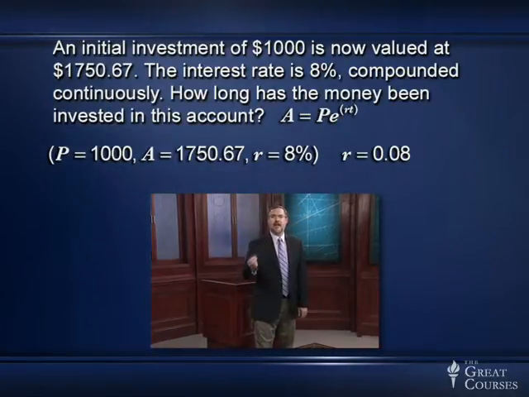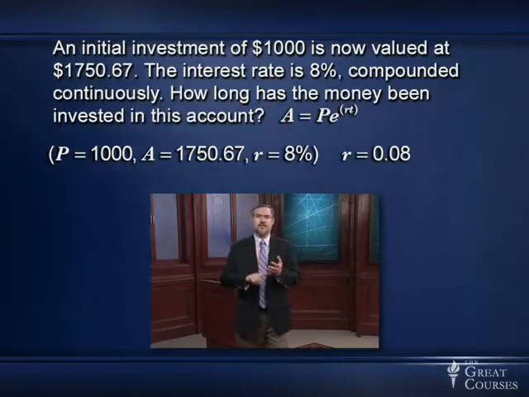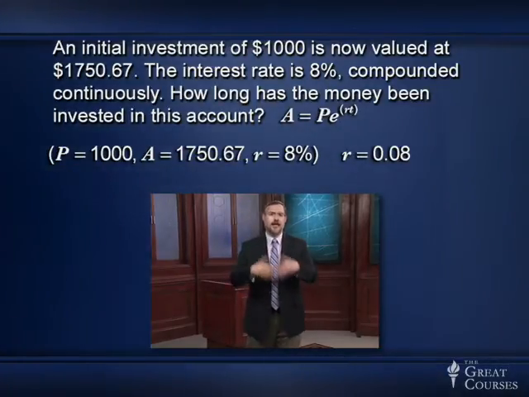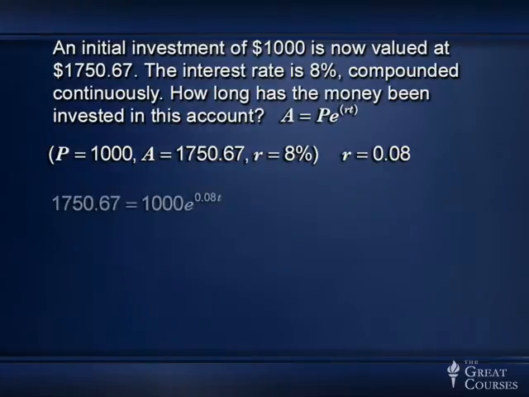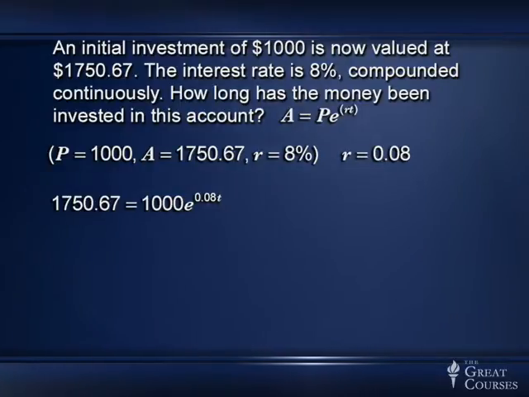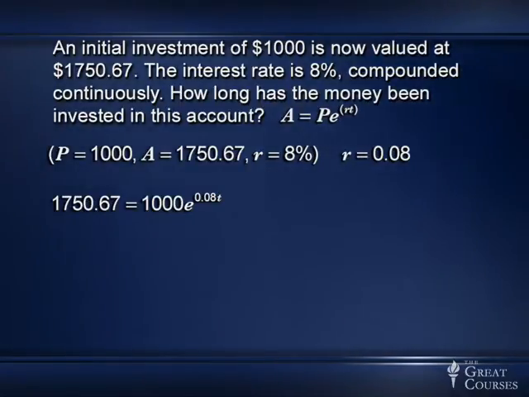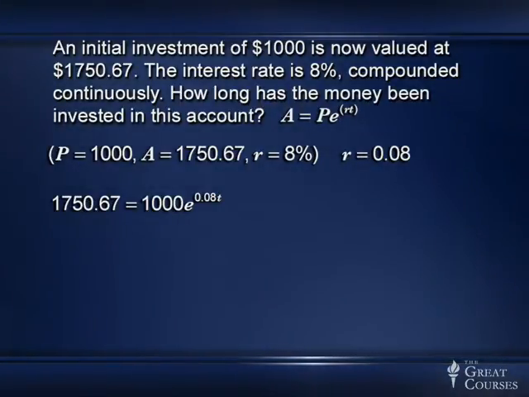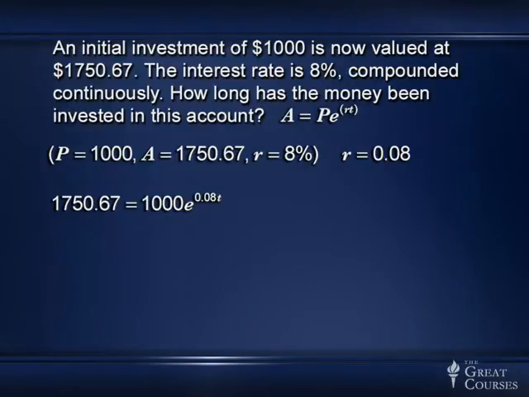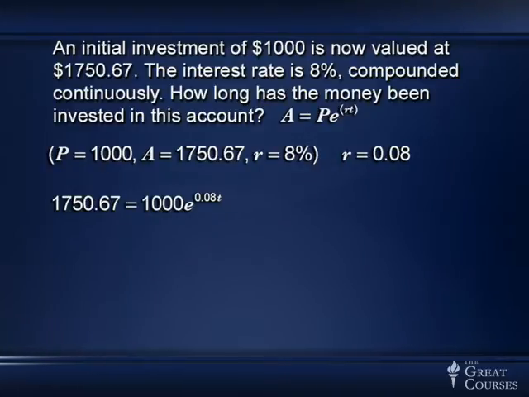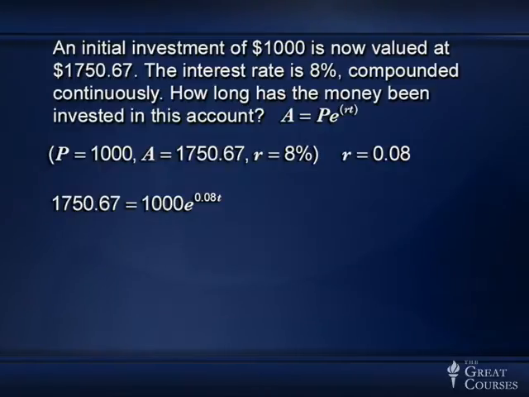Now, if you plug that information for P and A and R into the PERT formula, you'll have 1,750.67 equals 1,000 times e raised to the 0.08 times t. And notice now the only unknown in the problem is t. And that's exactly what you want to find. t is the time, and we've been asked to find how long the money has been in the account. So all I need to do now is isolate the t in that equation.